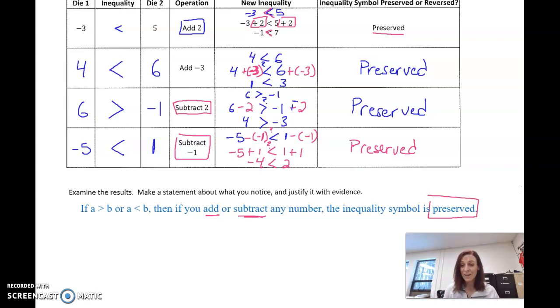If one number was less than another number, whenever you added or subtracted the same thing to each side, it stayed less than. That's not always going to be the case as we go through our different operations, okay? But please note, for adding and subtracting, if you add or subtract any number to both sides of an inequality, your inequality symbol is preserved. It stays the same.